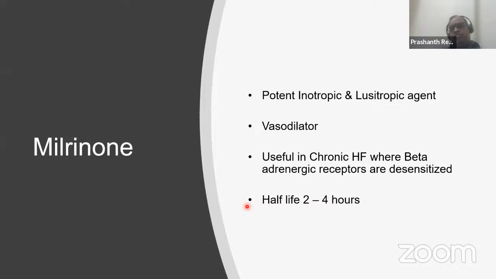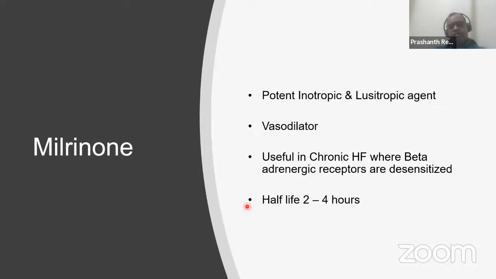And specifically, milrinone is useful in chronic heart failure, where there is something called downregulation of the beta receptors. These beta receptors do not respond to the sympathomimetic agents which we regularly use, like dobutamine or epinephrine. So in these cases, milrinone is a better agent of choice. And in patients who are on chronic beta blockers, there is also downregulation of the beta receptors. So in these patients also, milrinone is a preferred agent to maintain contractility.